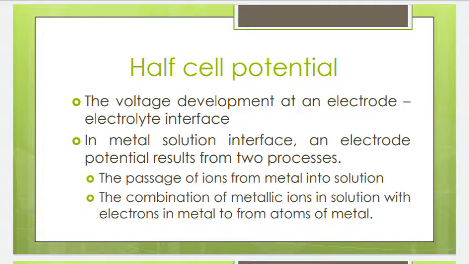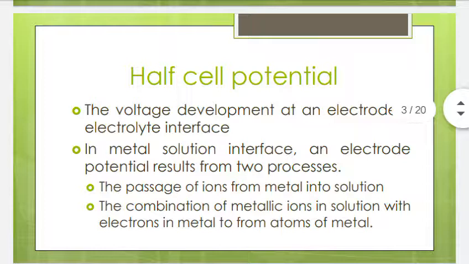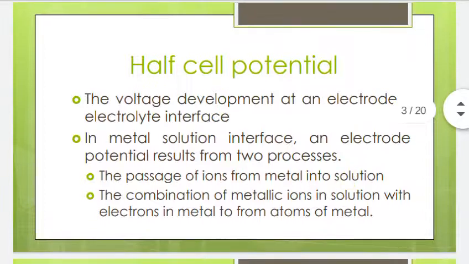Next, we are going to see about half cell potential. What is half cell potential? Half cell potential is defined as the voltage that is developed at an electrode electrolyte interface. That is, there is an electrode electrolyte interface, which we will study in the next slide. If a voltage is developed at this interface, it is called half cell potential. That is the potential generated between the electrode and the electrolyte.